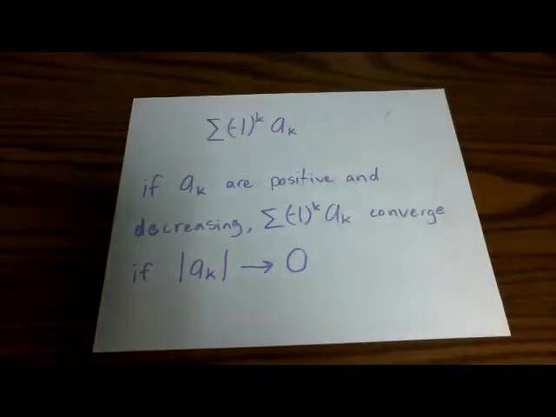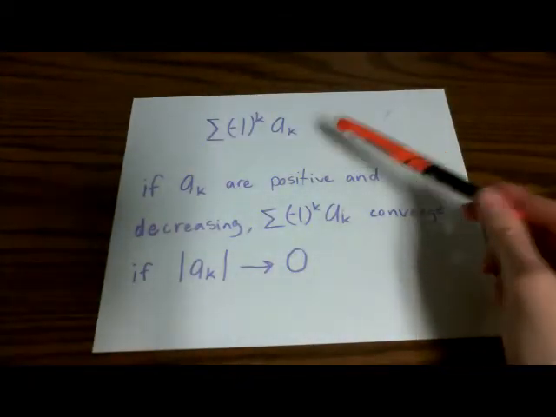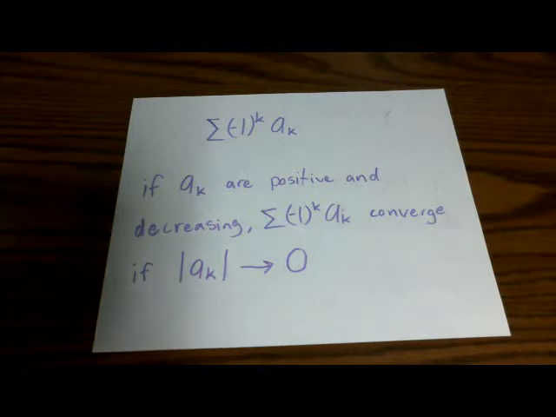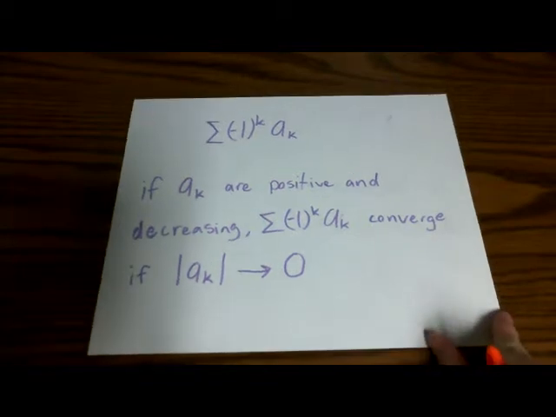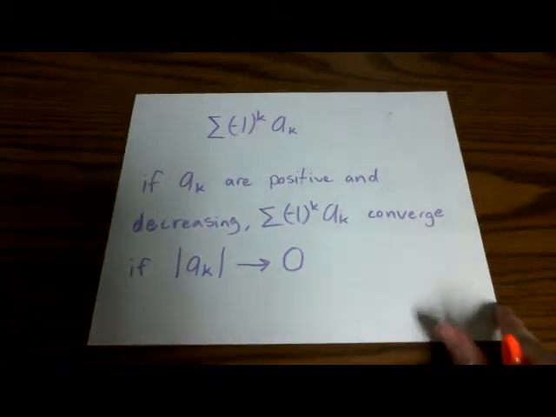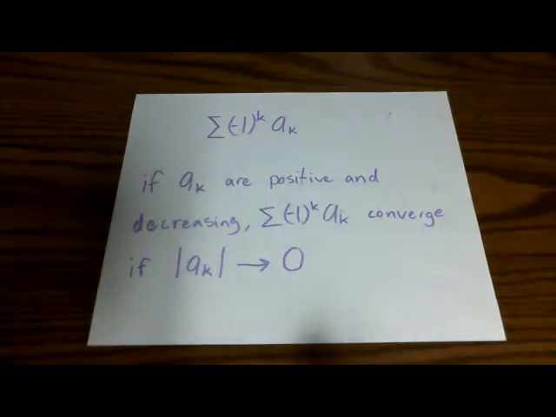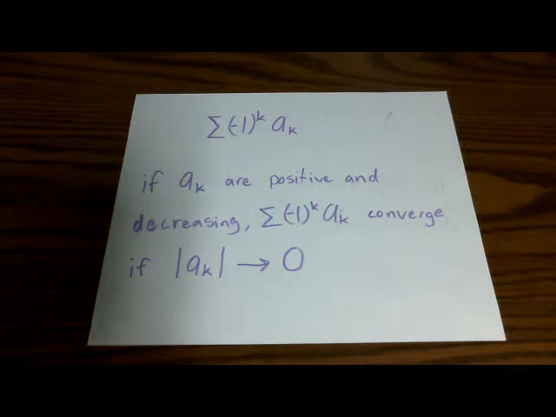The alternating series test is this. For your alternating series, if a sub k is positive and decreasing, which it most likely will be on anything that you're given in class, the series converges if the absolute value of the a sub k, or non-alternating portion, approaches 0. You can tell this by taking the limit as k approaches infinity, as we will see in just a moment.